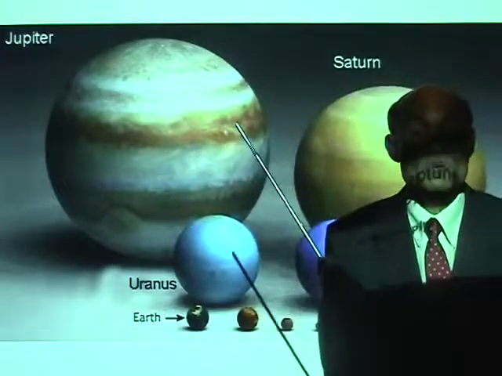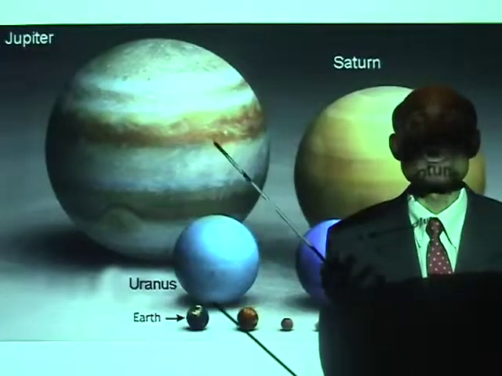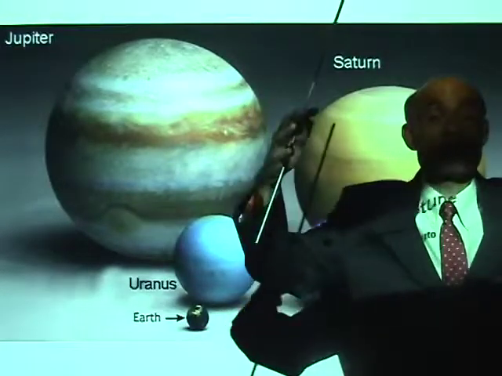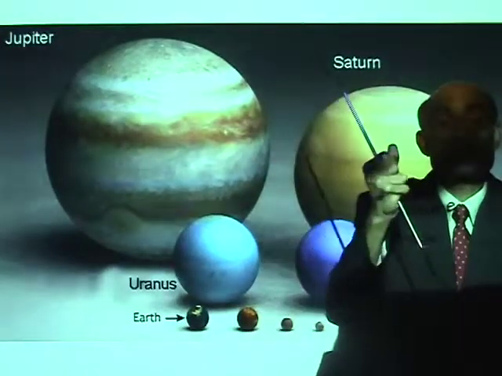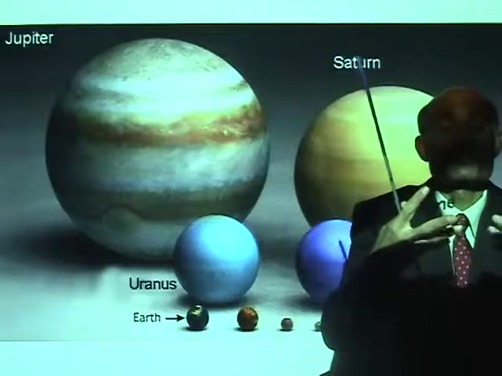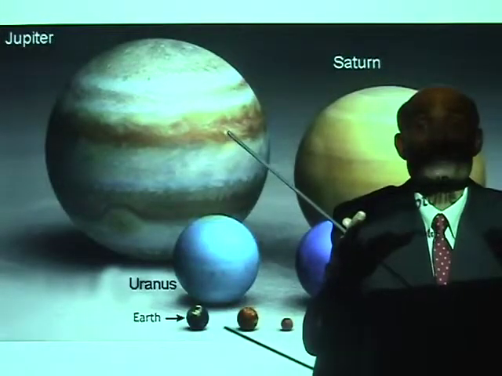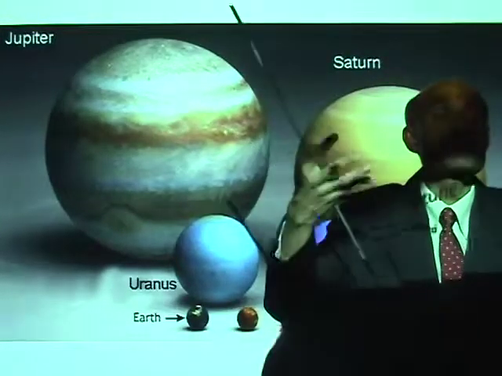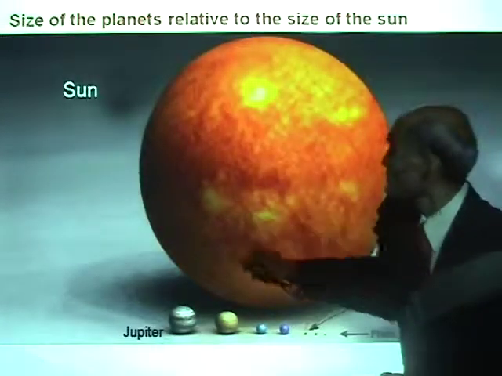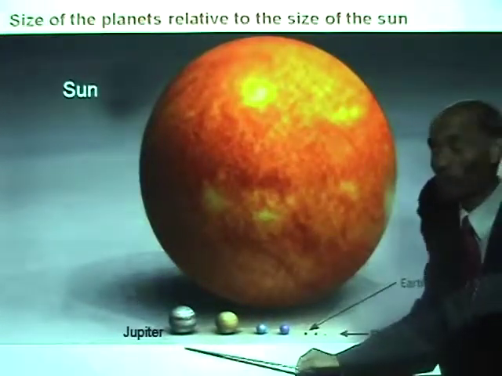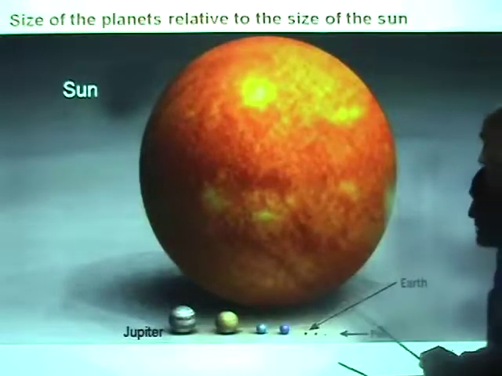In fact, Jupiter actually emits its own light. Because of the mass that it contains, the gravitational contraction actually produces the tremendous temperatures required for the emission of light. Alright, now I have put the Sun here and all the planets, and look at the relative sizes.